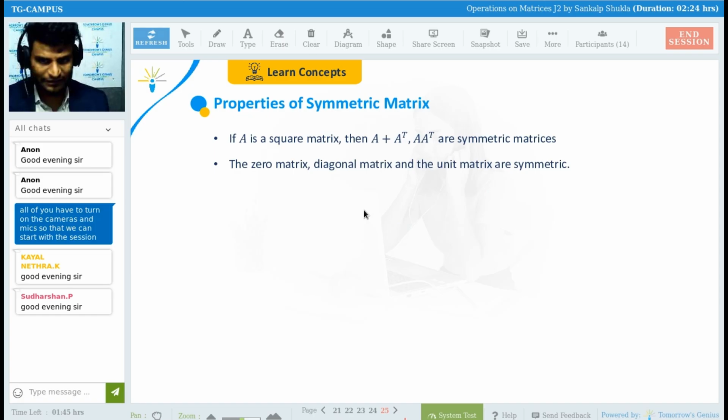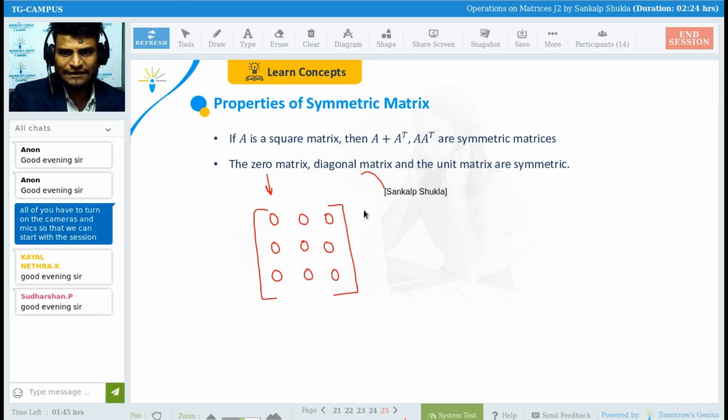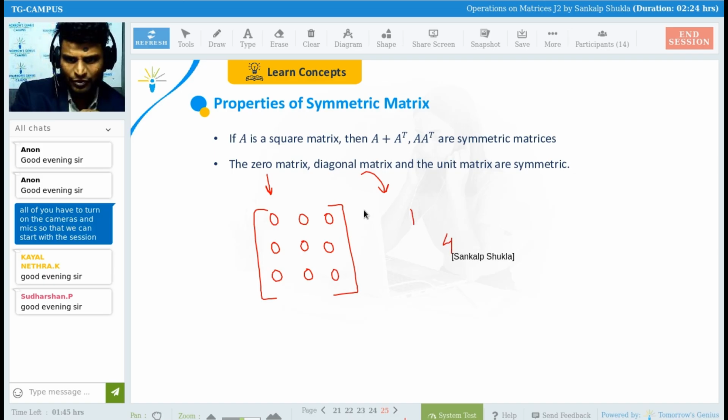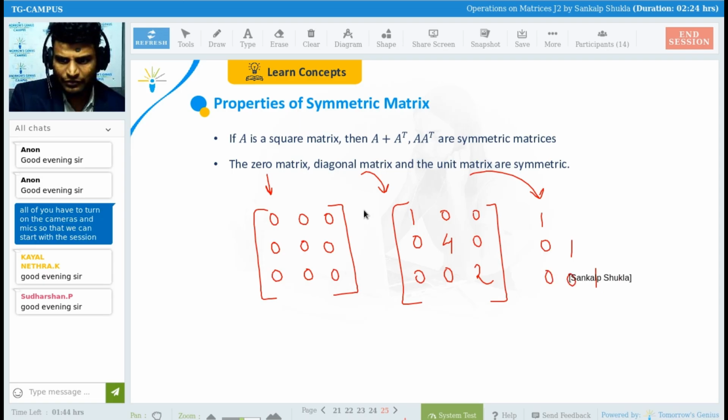The zero matrix, diagonal matrix, and the unit matrix are symmetric. Obviously, the zero matrix is what? 0, 0, 0, 0, 0, 0, 0, 0, 0. The diagonal matrix is what? Something which has elements in its diagonal only. So 1, 4, 2, and the rest of the elements are 0. And the unit matrix is 1, 1, 1, with the rest 0.